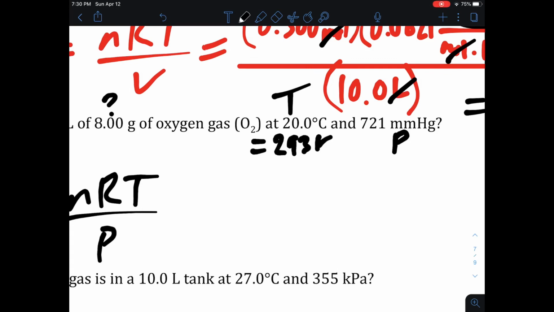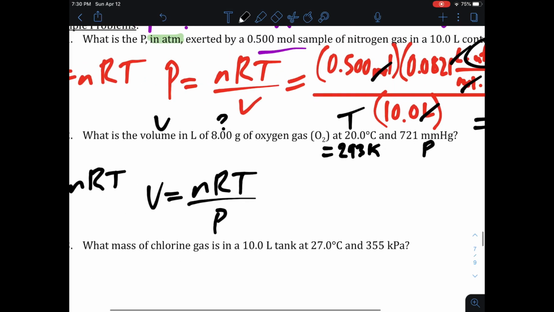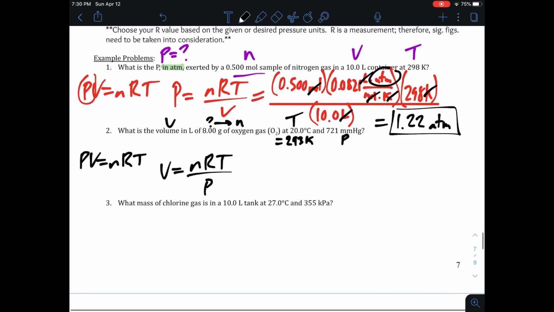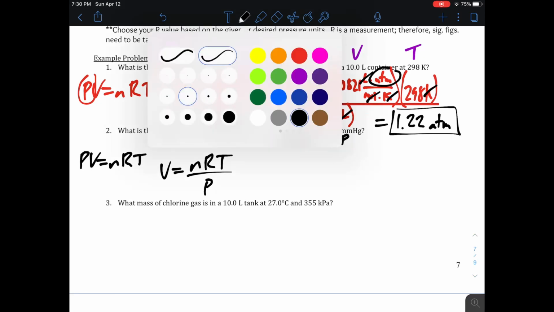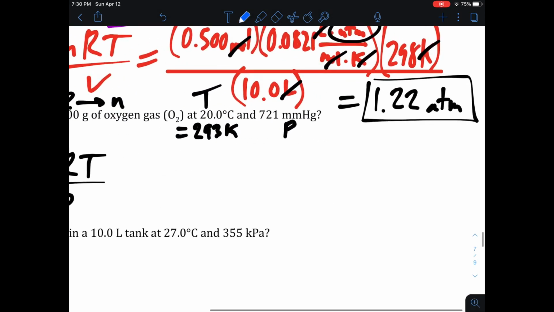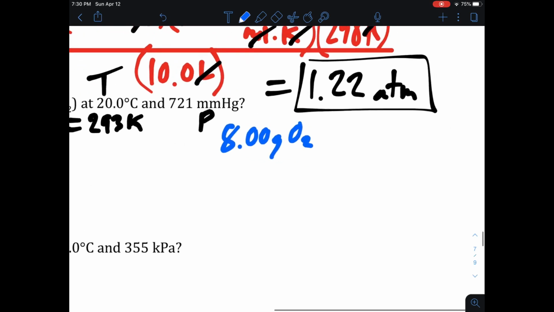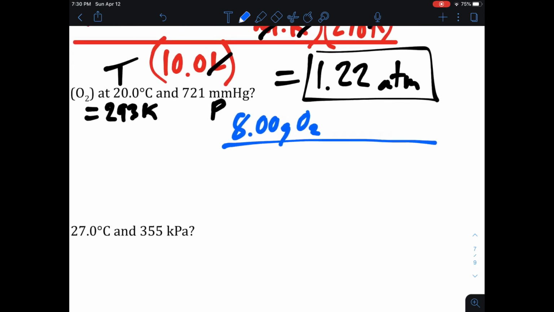If you're adding 273, you're on the right track. It's 293 Kelvin. But what about this 8 grams here? 8 grams of oxygen. That isn't temperature, pressure, volume, or moles, but we can convert this to moles. We did this. Remember back in like unit, I don't know, 2 or 3? If we have 8 grams of oxygen, which is O2, we can convert to moles by using our periodic table.